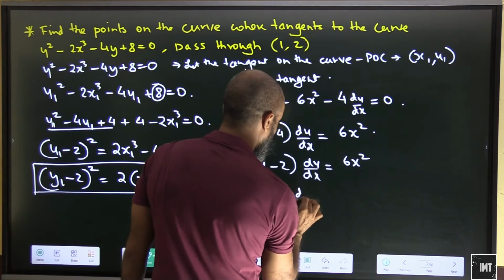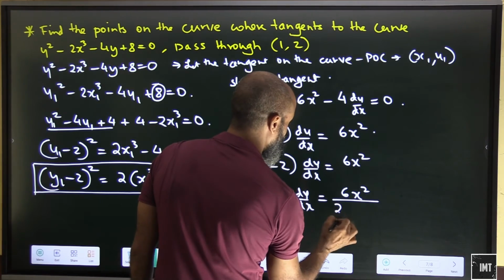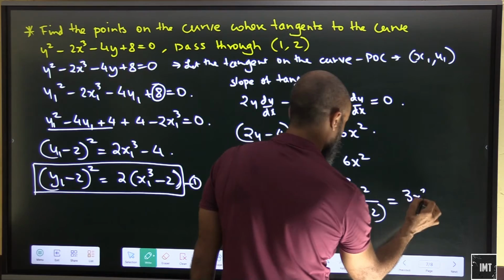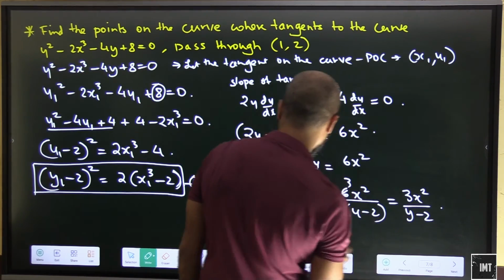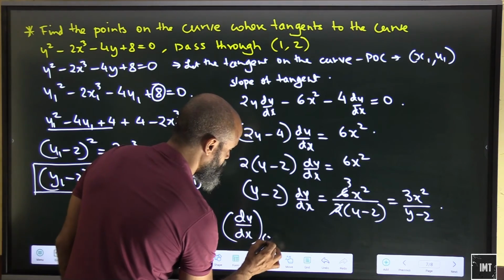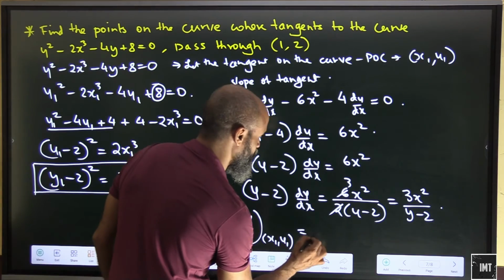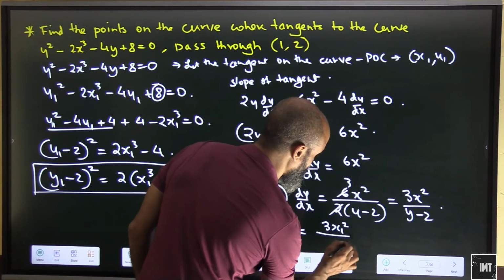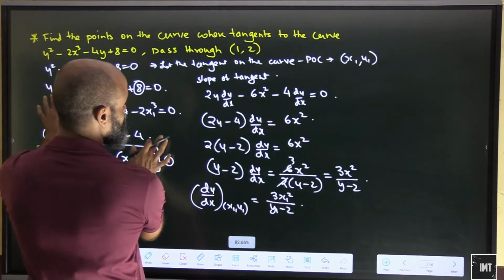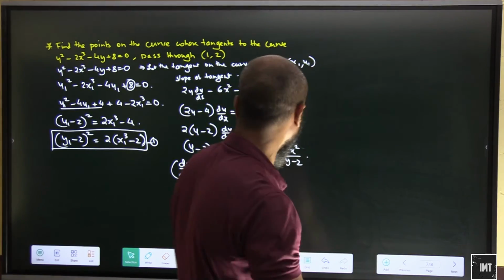So dy by dx is equal to 6x square upon 2 into y minus 2. So this gets cancelled. So we have 3x square upon y minus 2. So dy by dx at x1 y1, since we have assumed that it passes through x1 y1, will be equal to 3x1 square upon y1 minus 2.